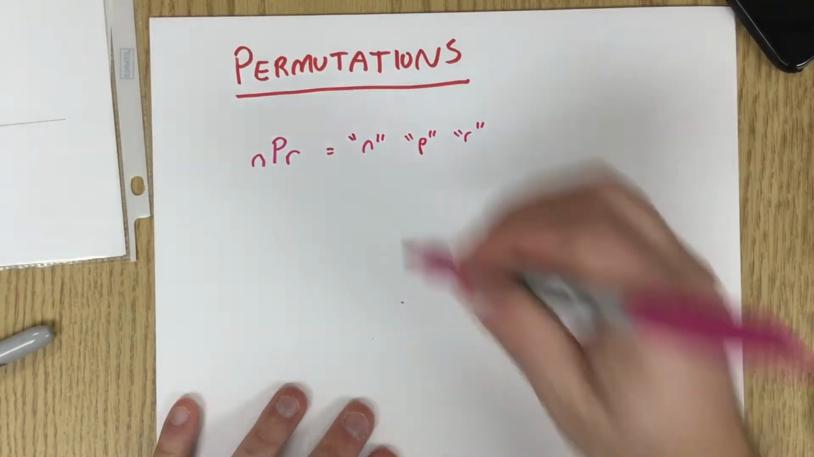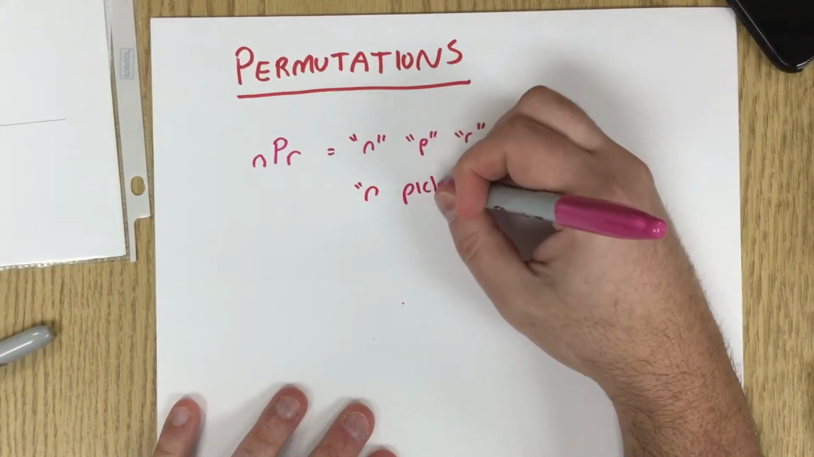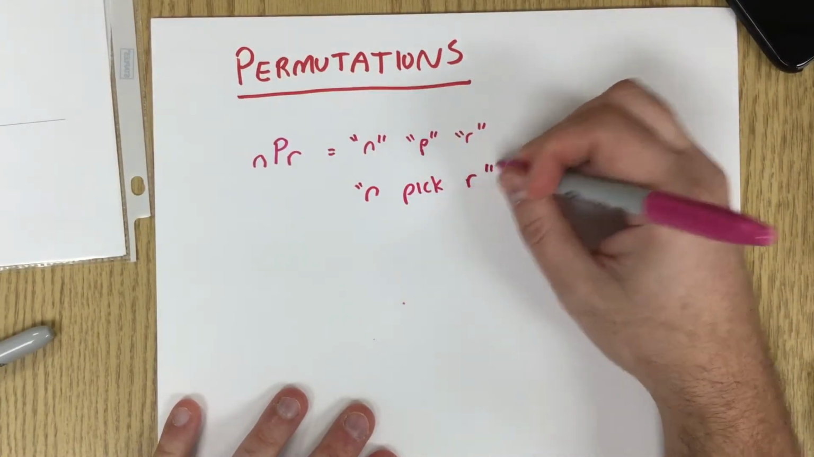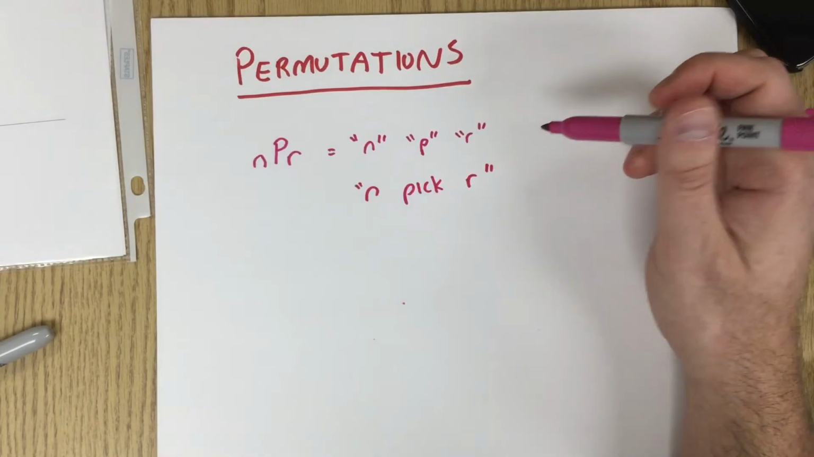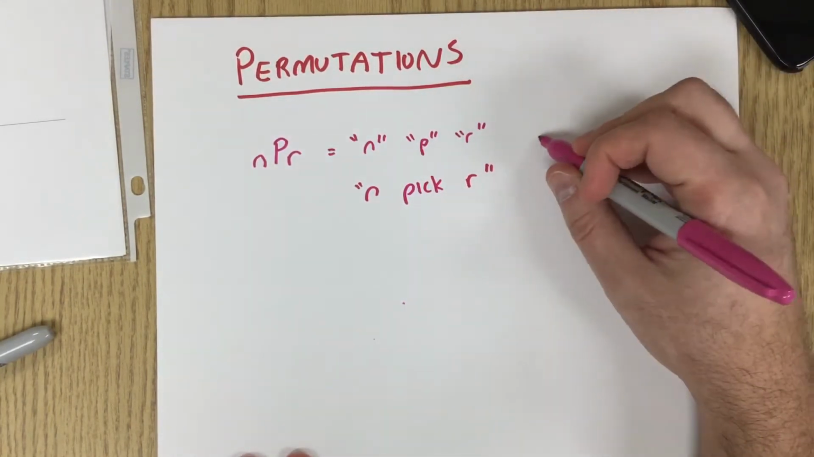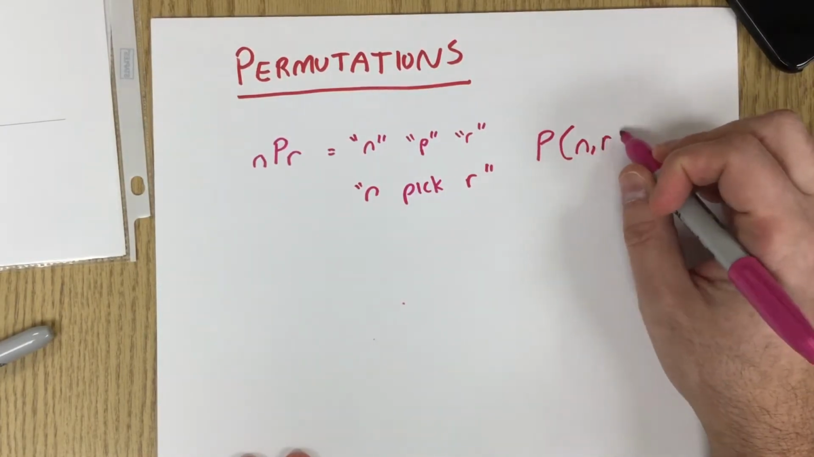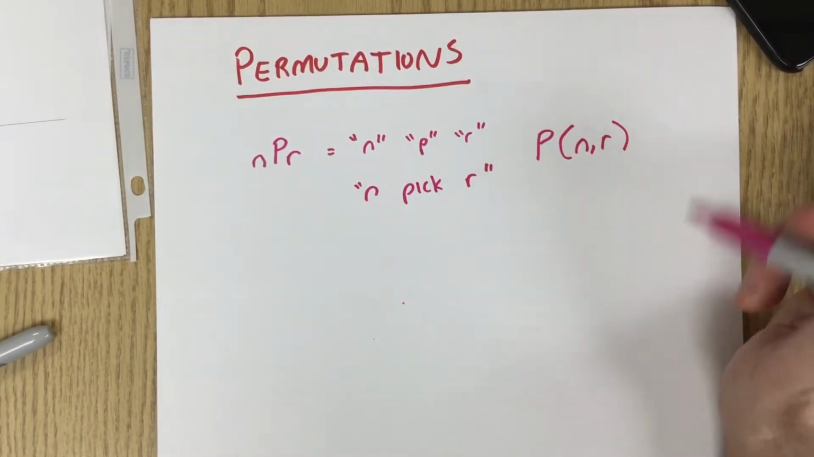Another way of saying it is sometimes people say "n pick r." The P doesn't really stand for pick, but you can think of it as standing for pick. I've also sometimes seen it written as a permutation of n and r, and those are all ways of doing it.